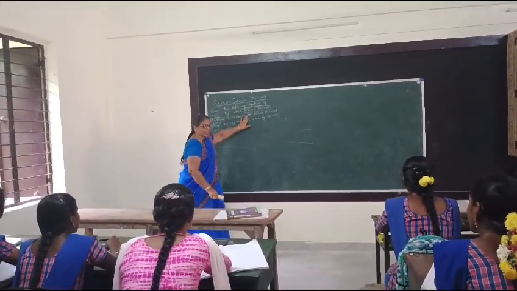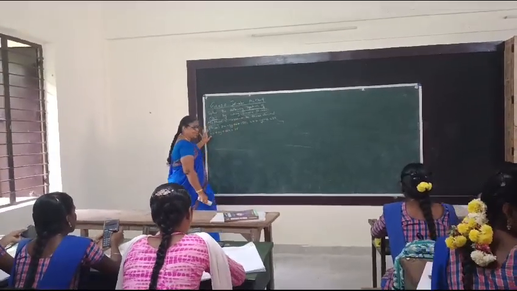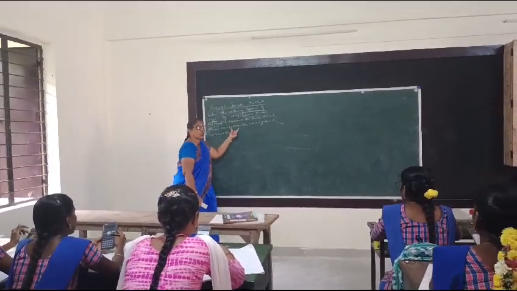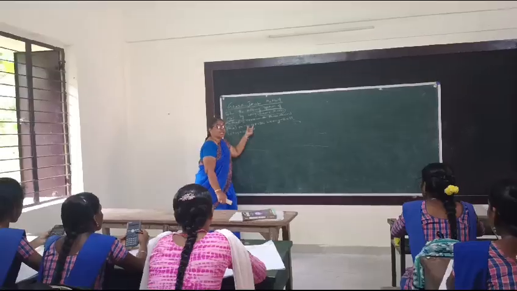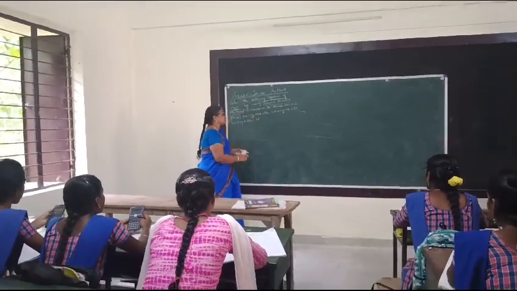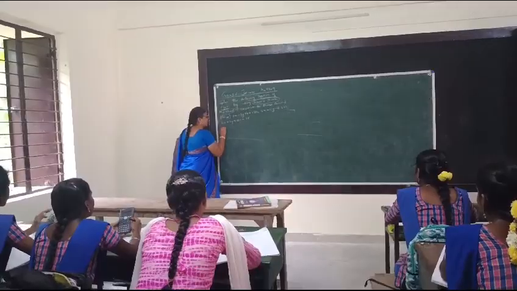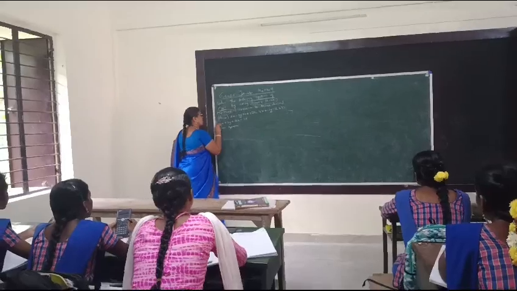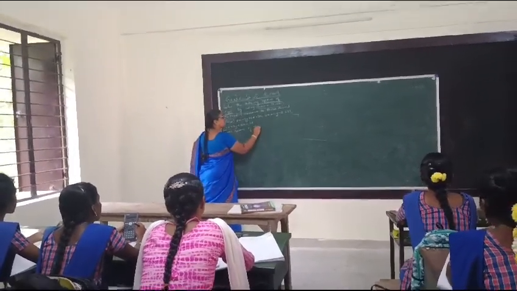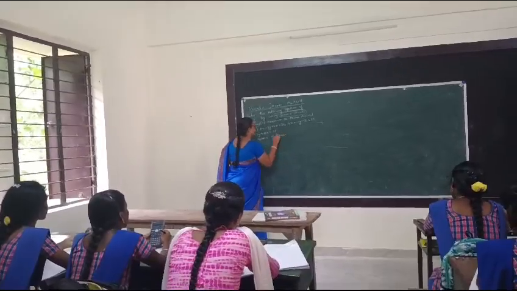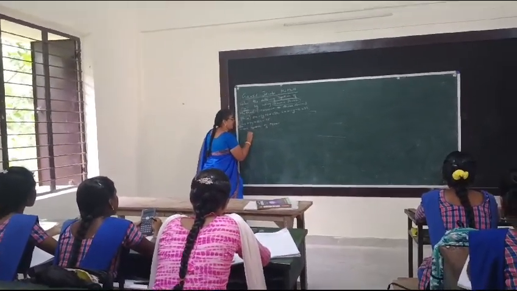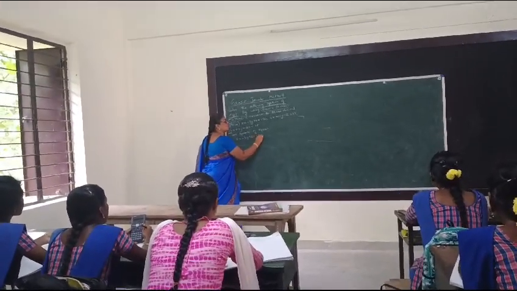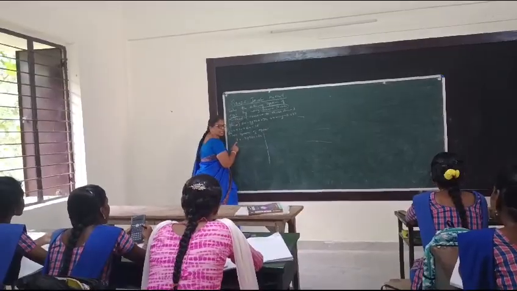So take your calculator. First fix 3 digits. Then this is the system of equations given in your problem. How many equations are given here? Why do we call it a system of equations? 3 equations. What is the first equation? The first equation is 8x minus 3y plus 2z equal to 20. This is the first equation given in the problem.